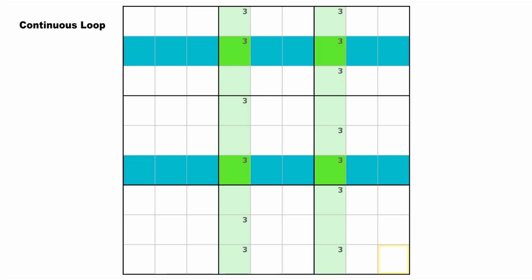It is also possible to have chains that snake back to where they start. These are called loops. Some people call them nice loops, but I'm not sure what is so nice about them. To me, they are just loops.